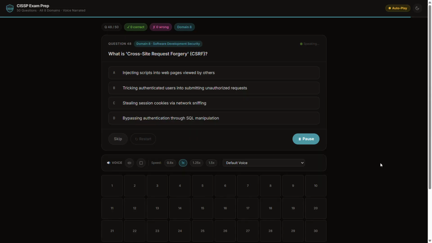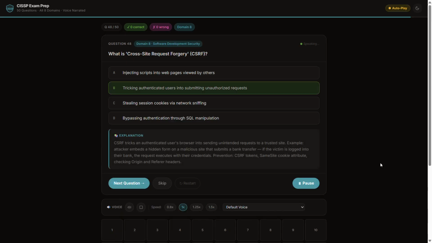Question 48. What is cross-site request forgery, CSRF? Options: A. Injecting scripts into web pages viewed by others. B. Tricking authenticated users into submitting unauthorized requests. C. Stealing session cookies via network sniffing. D. Bypassing authentication through SQL manipulation.